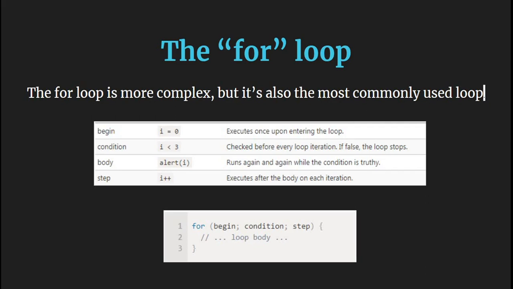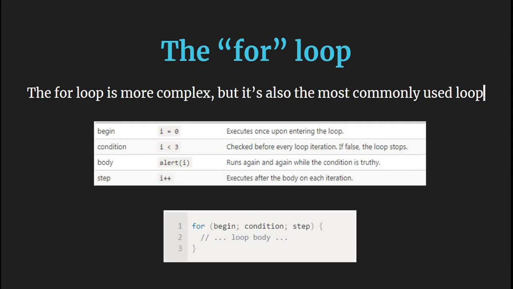You can see begin i = 0, we have initialized first, that is i = 0 executes upon entering the loop. Then we give the condition, i < 3 is the condition. The syntax for has begin, condition, step, right? So there are three things inside, three parameters. The first parameter is begin, the second is condition, the third is the step, and the fourth is the body section, right?